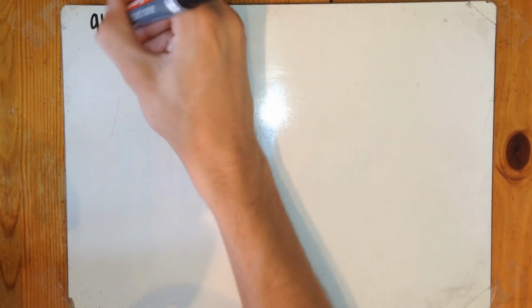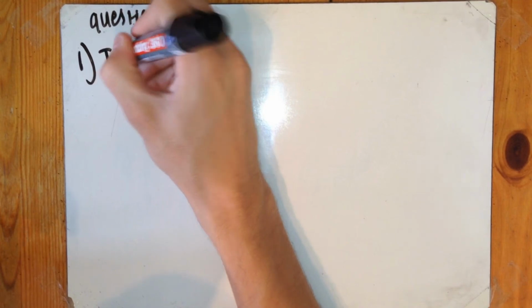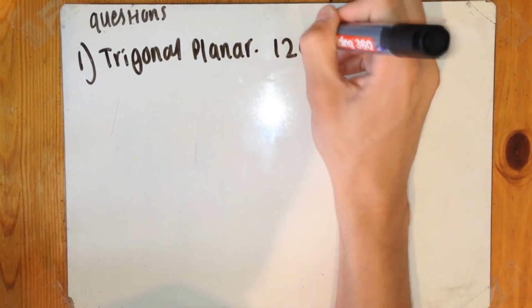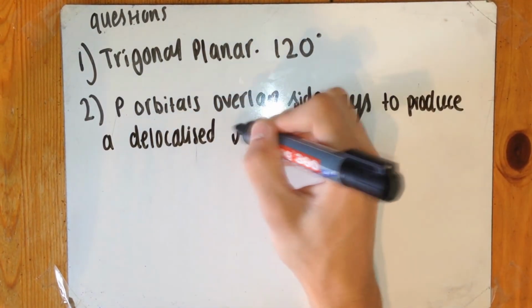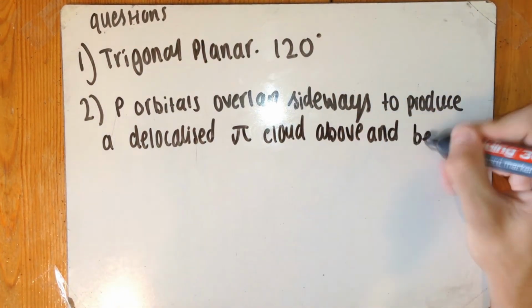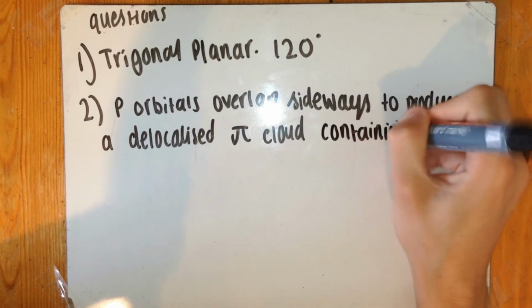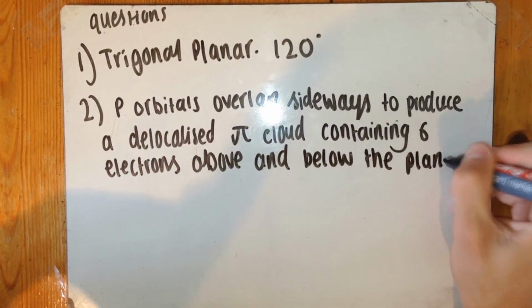So now I'm going to quickly go over the questions. Question 1. State the shape and bond angles around a carbon atom in a benzene ring. As I mentioned earlier, the shape is trigonal planar, the bond angle 120 degrees. Question 2. How is the delocalized ring of electrons formed in benzene? This question here basically covers everything we've done today in a short section. P orbitals overlap sideways to produce a delocalized pi cloud containing 6 electrons above and below the plane.